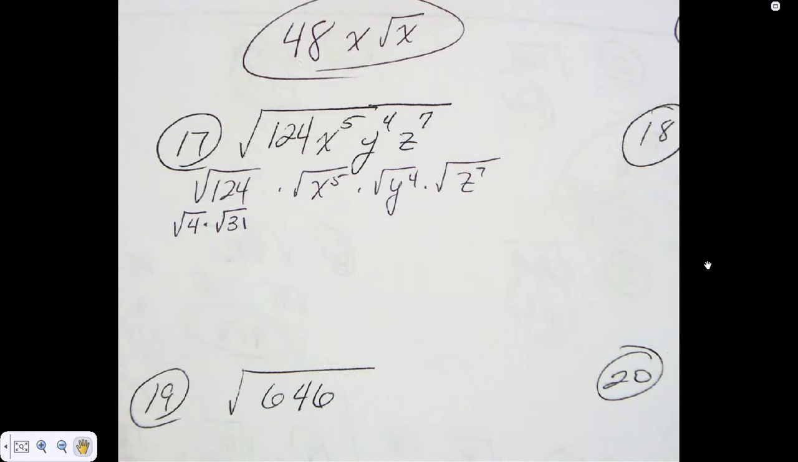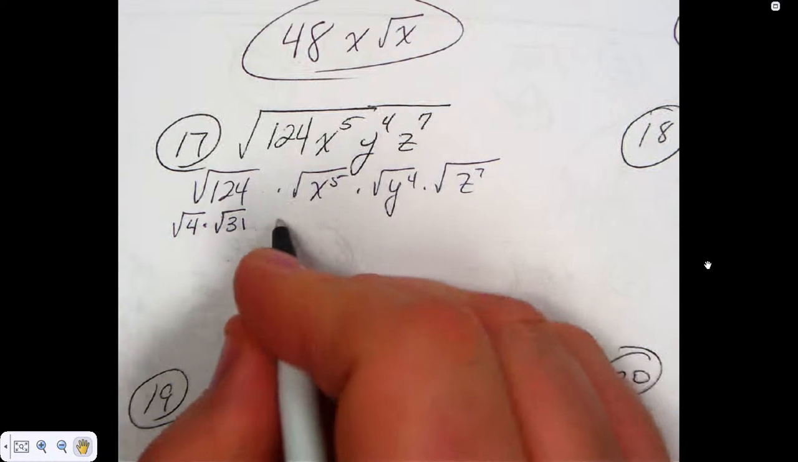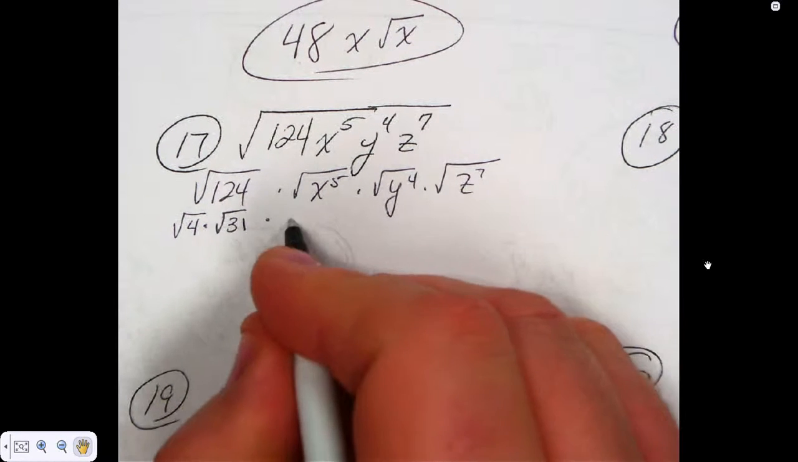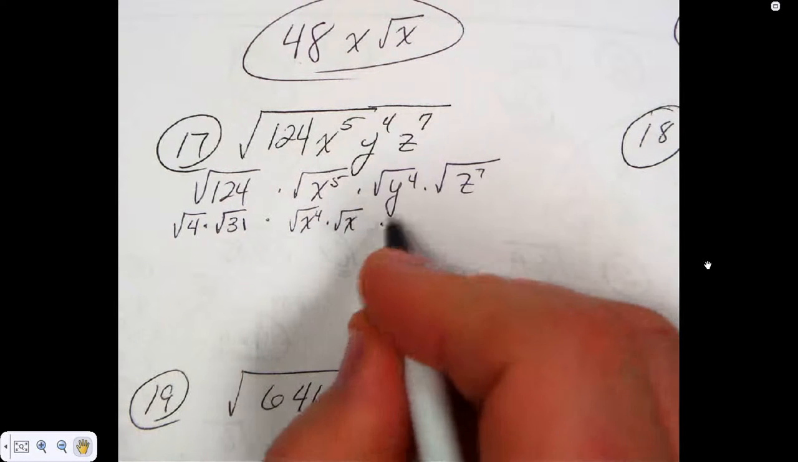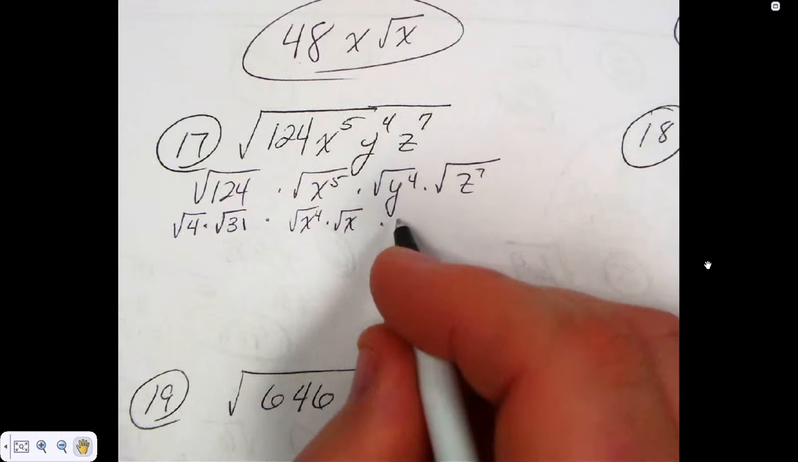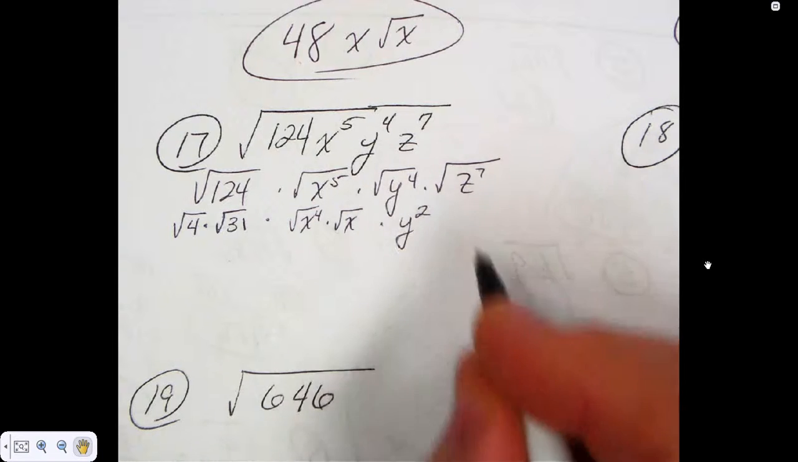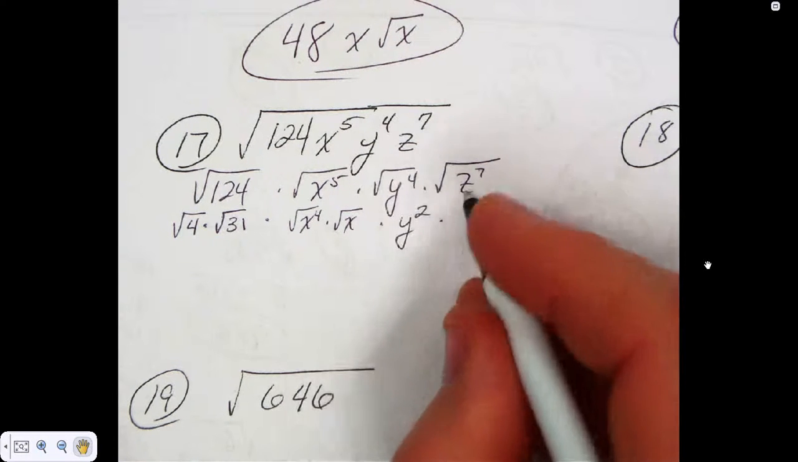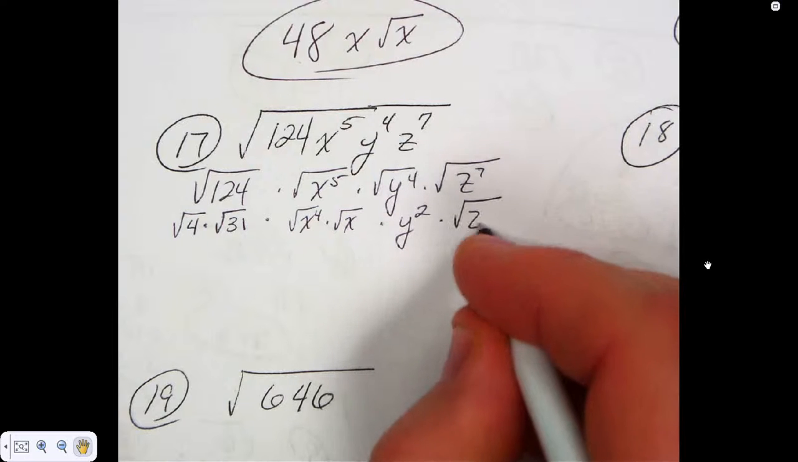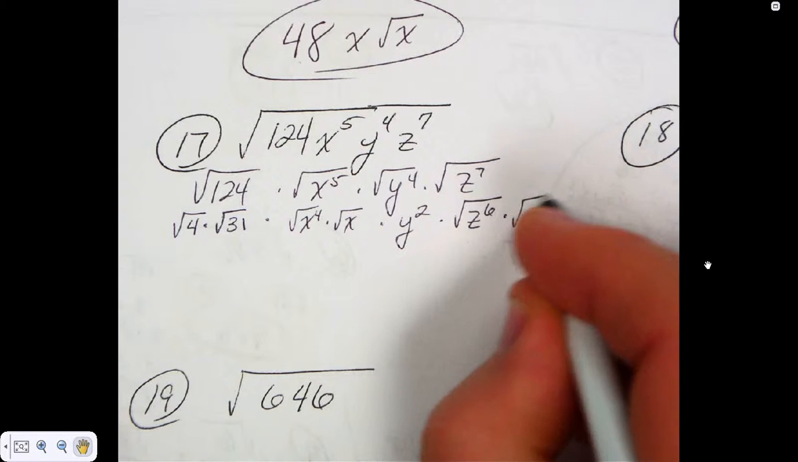Everybody okay there? How would I split this one up? Square root of x to the 4th, 1 less than it, times square root of x. How would I break this one up? Do I need to break that one up? No, that becomes y to the 2nd, doesn't it? Because that one is a perfect square. How about here? How do I break this one up? It's odd, so z to the what? Times square root of what?